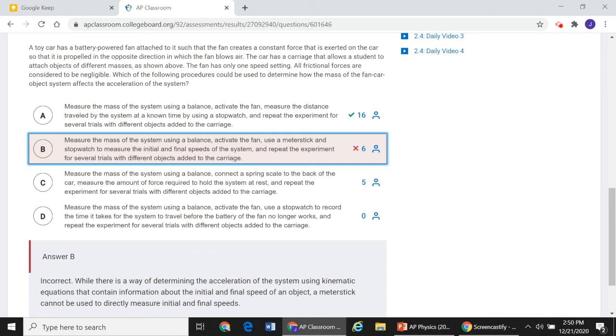And so the idea is if you're using the stopwatch to measure the initial speed by having it travel a certain distance, and using it to travel a certain distance for the final speed, you're not measuring the amount of time it takes for it to transition from one speed to another, and that's what's needed to calculate the acceleration. And notice it's going to be the same thing. Well, actually, it's not the same thing for C, because for C, it says measure the mass of a system using the balance, connect a spring scale to the back of the car, and measure the amount of force required to hold the system at rest.